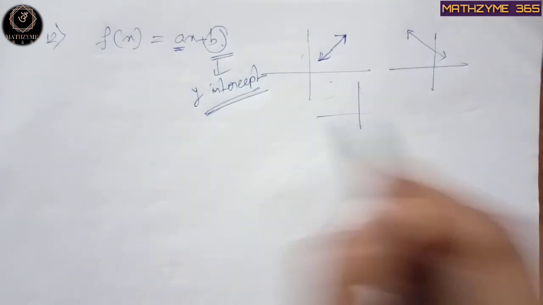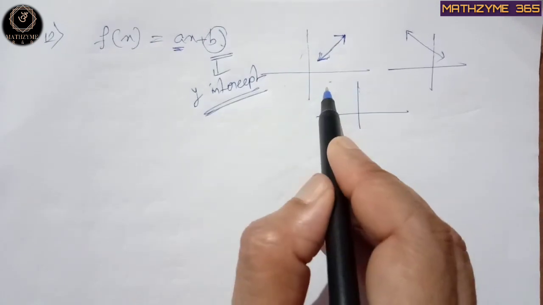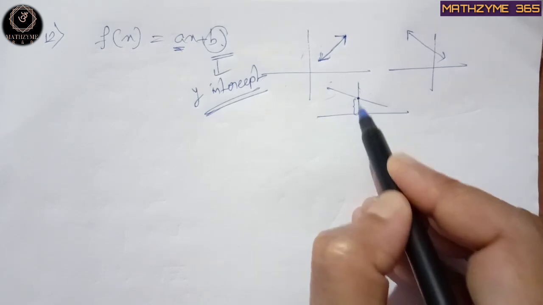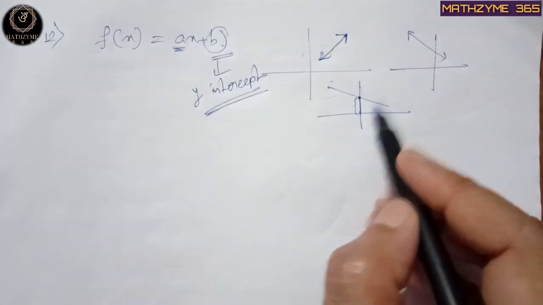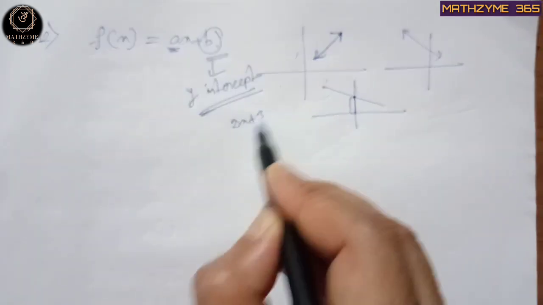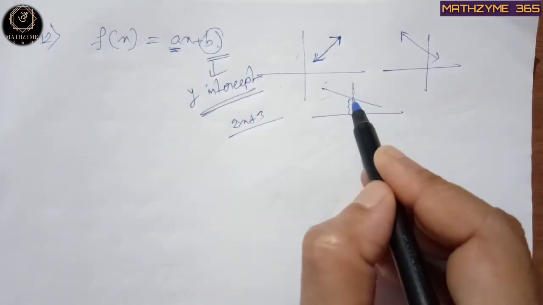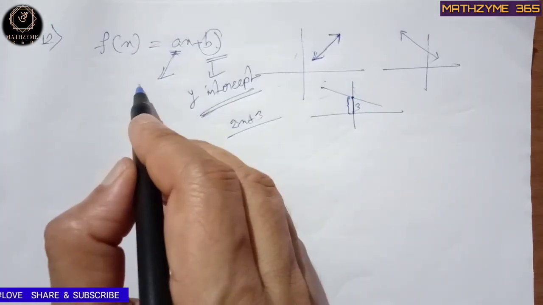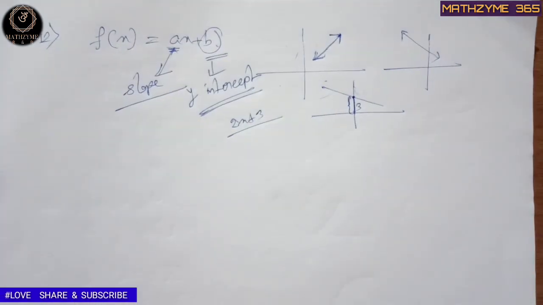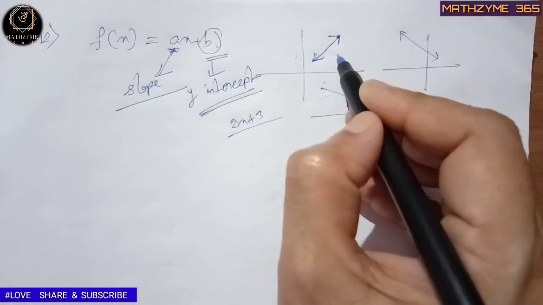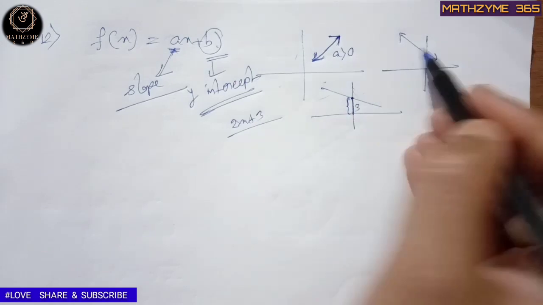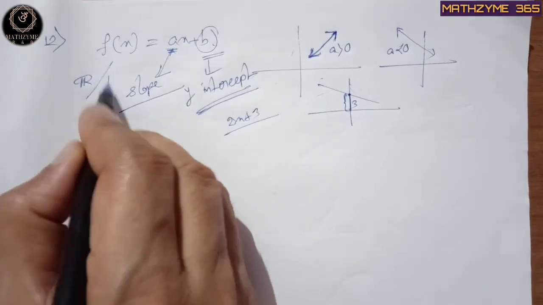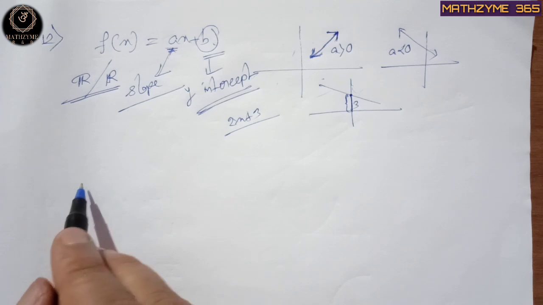What is the y-intercept? The y-intercept is where a straight line passes through the y-axis and cuts the y-axis at a certain point, and the distance from the origin to this point is called the y-intercept. Suppose 2x + 3, you may check it at home, you will find the distance is 3 units. So B is the y-intercept, and A is called the slope of the graph. This pattern is formed when a is greater than 0, and this pattern is formed when a is less than 0. Its domain is R, and the range is also R. Okay, this is called a linear function.